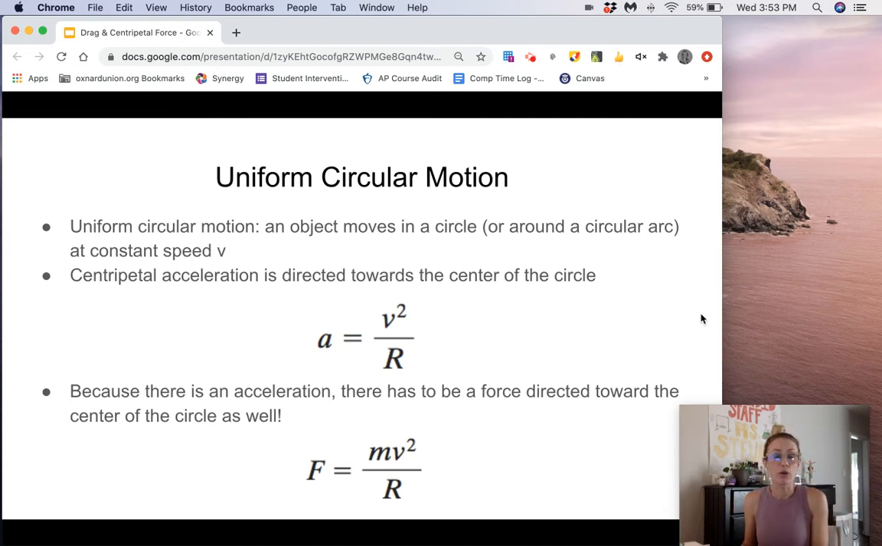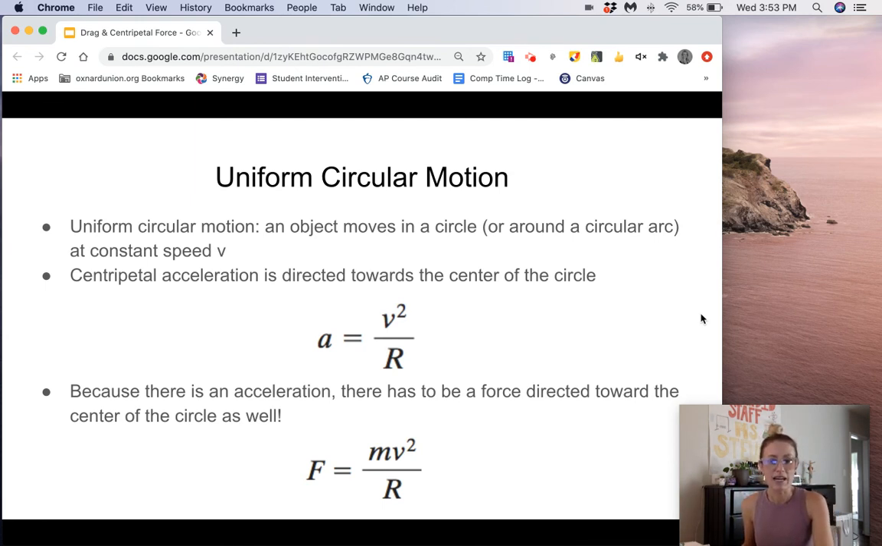It could also be the normal force if we're talking about something like a Ferris wheel. When you're sitting on the Ferris wheel, as you round the curve on the bottom, the normal force is the one that's directed toward the center of the circle. It could be a combination of forces too, because the normal force up, force of gravity down as you're going around that Ferris wheel. And we'll do an example like that as well.